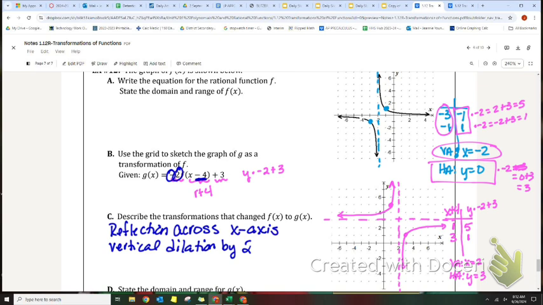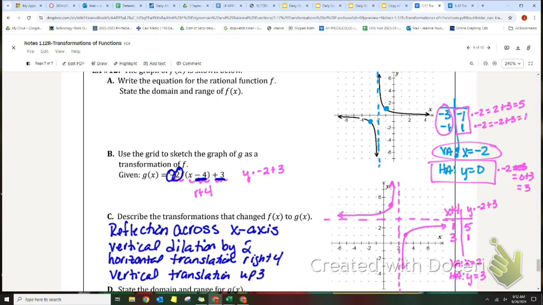The 4 is inside with x, so I know it's horizontal. It's being added or subtracted, so it's a translation. It's a minus, so we're going to go to the right 4. And then at the end there, that plus 3, it's not inside with x, so it's vertical. It's being added or subtracted, so it's a translation. And it's a plus 3, so we're going to go up 3.